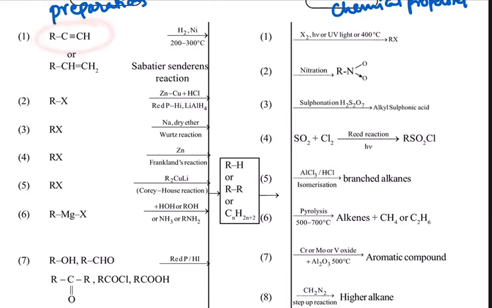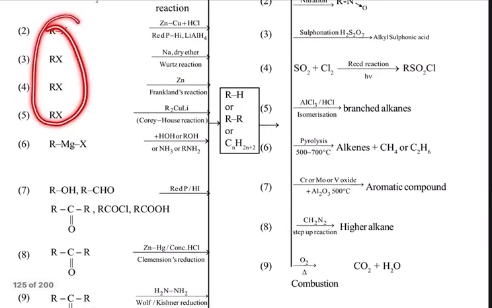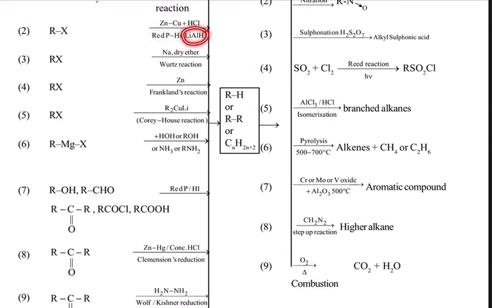An alkyne is converted into R-CH2-CH3. So alkyne is converted into alkane, and alkene is also converted into alkane. That means multiple bonds are converted into single bonds. That reaction is called the Sabatier-Senderens reaction. Next, alkyl halides: when reacted with zinc-copper couple, concentrated HCl, red phosphorus and HI, or lithium aluminium hydride, the halogen is replaced by hydrogen. R-H you are getting.